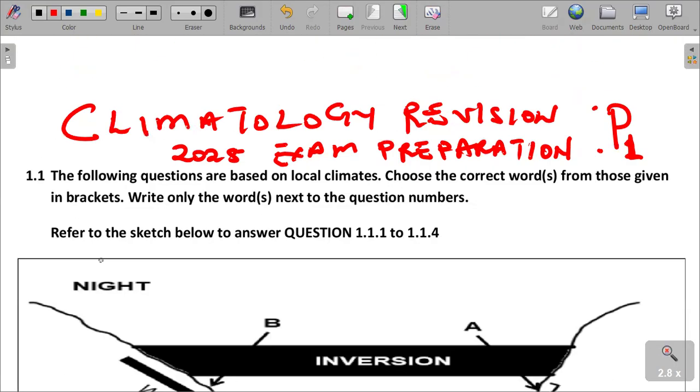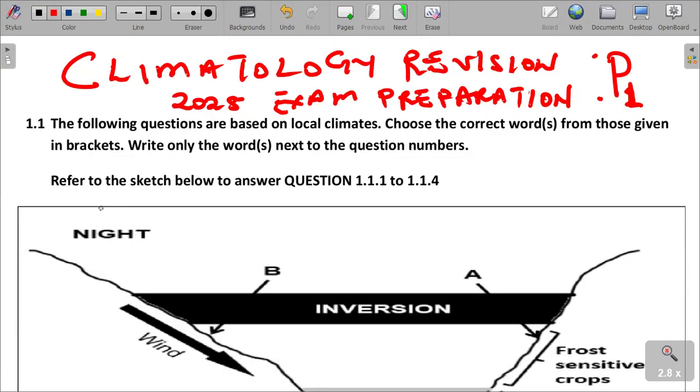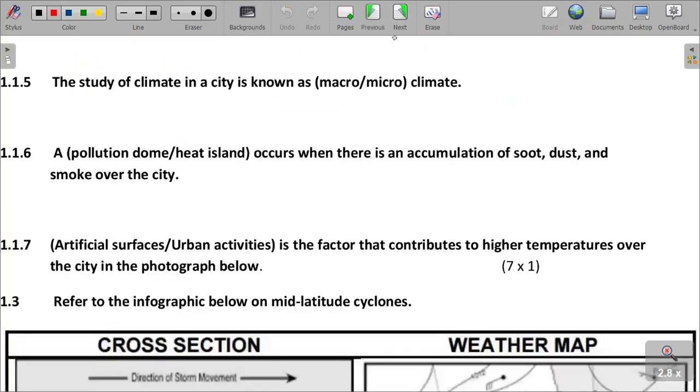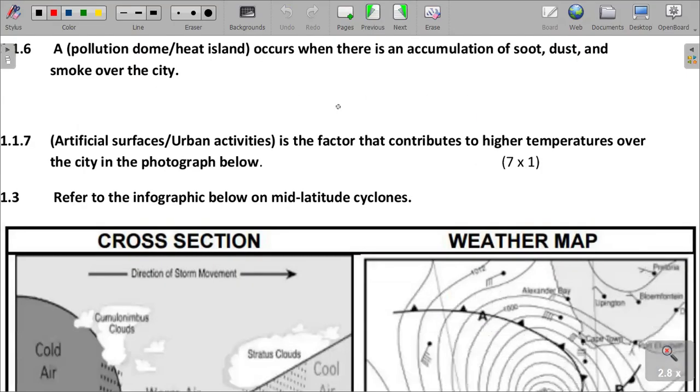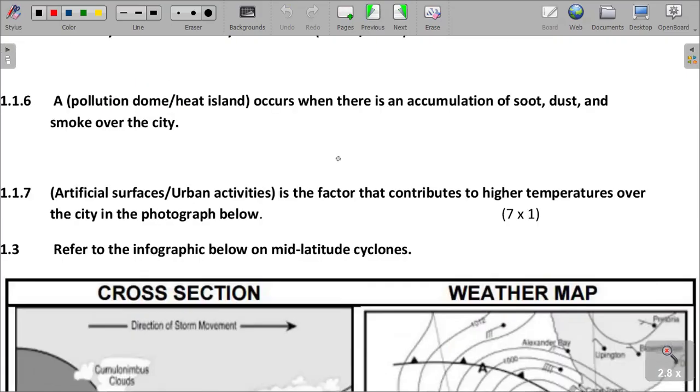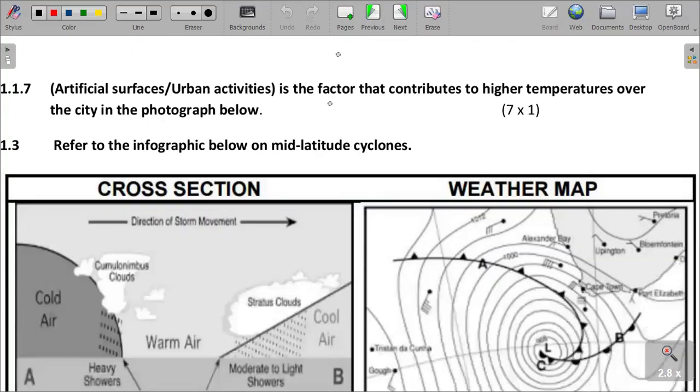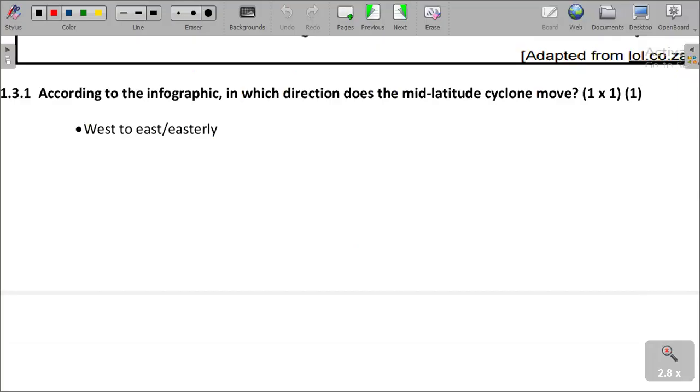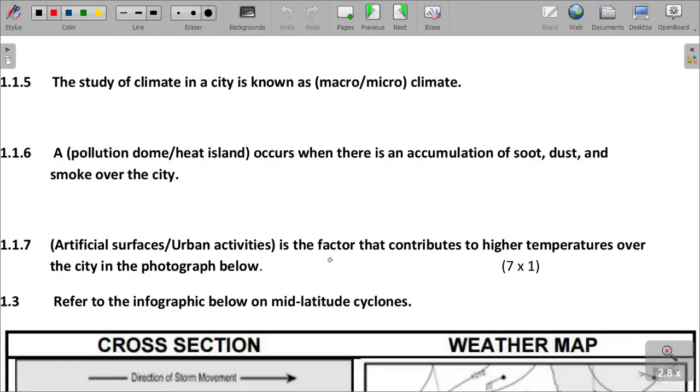Today, we are going to talk about climatology. We are going to look at microclimates. We're going to talk about valley climates. We talk about temperature, the influence of temperature in terms of microclimates. How does urban climate affect urban structures, affect city climates? We talk about the mid-latitude cyclones. Just keep connected, don't go away, keep connected.